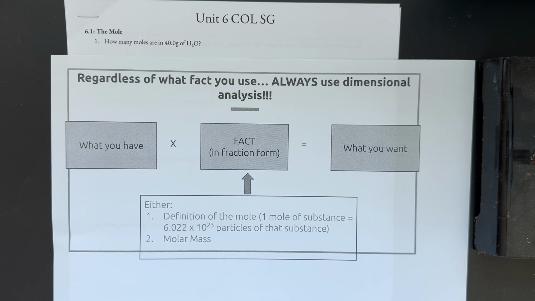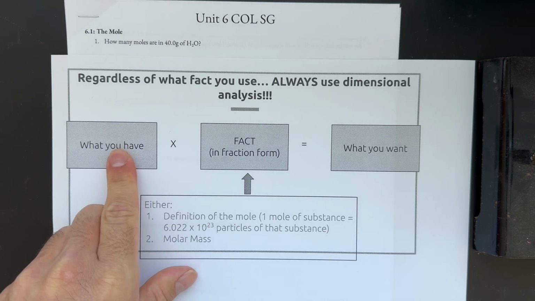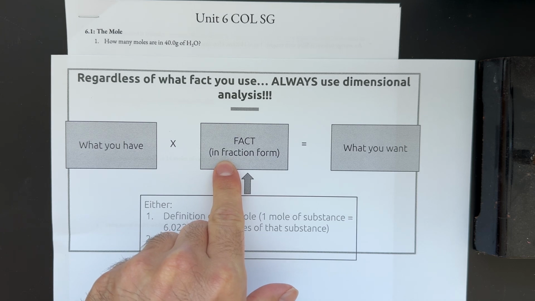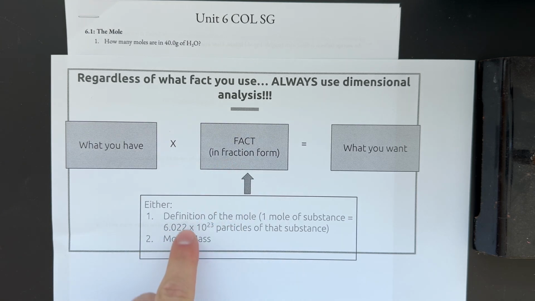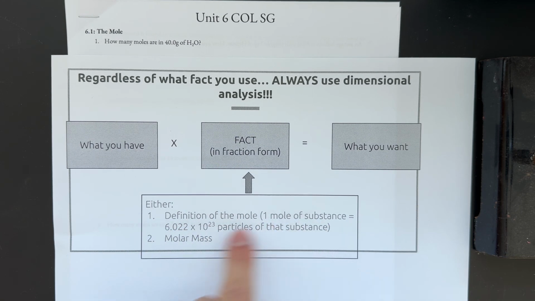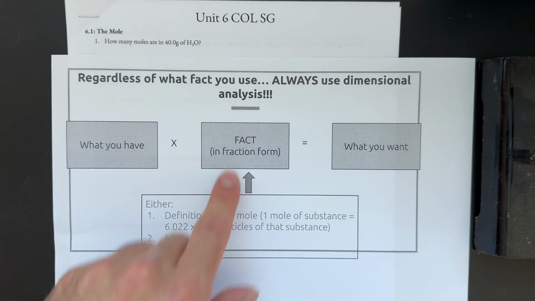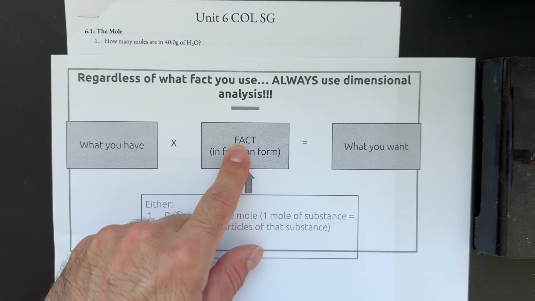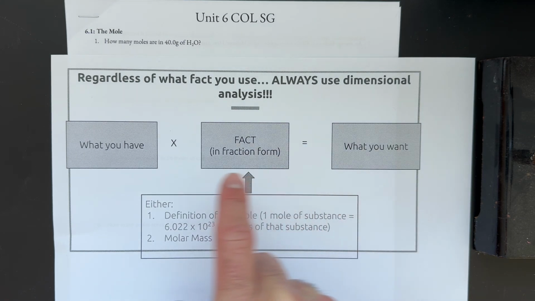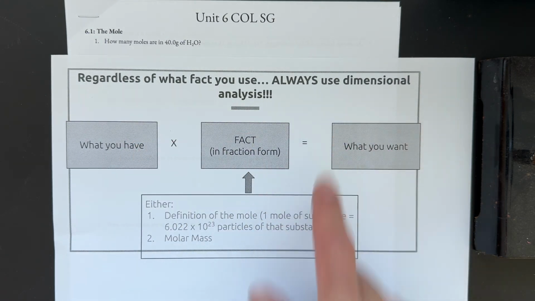Basically, how to do all of these problems is you're going to take what you have and multiply it by some fact in fraction form. Now, that fact is going to be either the definition of the mole, 1 mole of a substance is equal to 6.022 times 10 to the 23rd particles of that substance, or it's going to be the molar mass. One of these two things is going to be multiplied in here by what we have in order to get what we want.